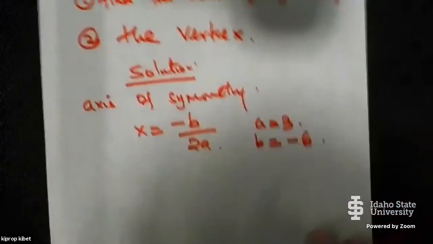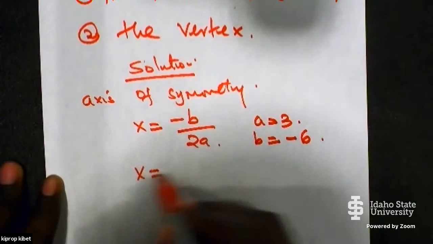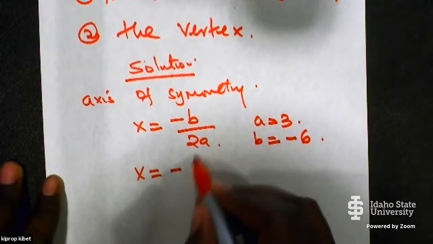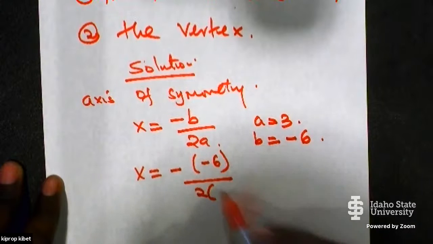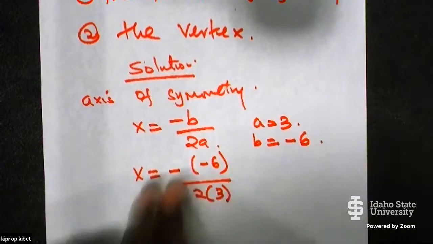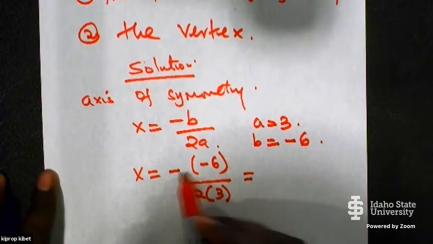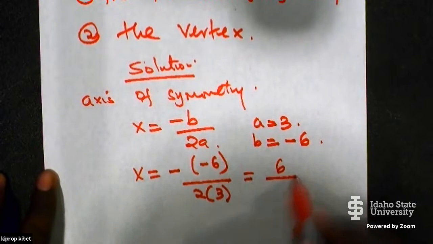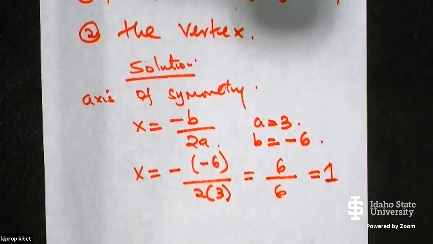So for our axis of symmetry, we now substitute these values here. So x equals minus b, which is minus minus 6, all over 2 times a, which is 3. So when you open this bracket, what do you get? This is 6 all over 6, which is equal to 1. So that is our axis of symmetry.